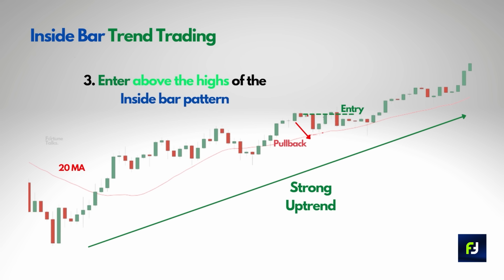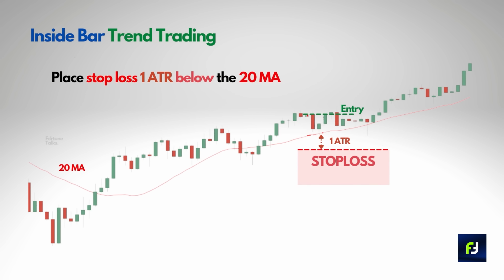Or you can wait for confirmation. That is, wait for the breakout candle to close above the high of the inside bar's previous candle, so as to avoid being trapped by the Hikake pattern. For this trend trading strategy, you can consider setting your stop loss 1 ATR away from the 20 moving average, since the market finds support at the 20 moving average.